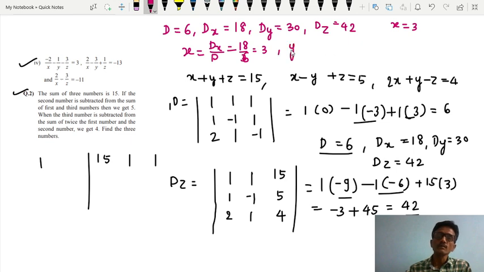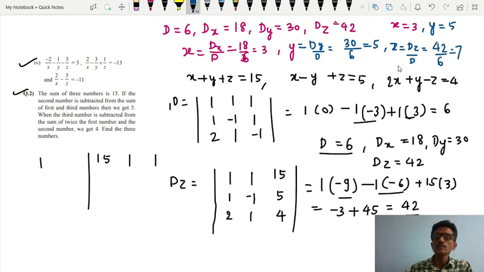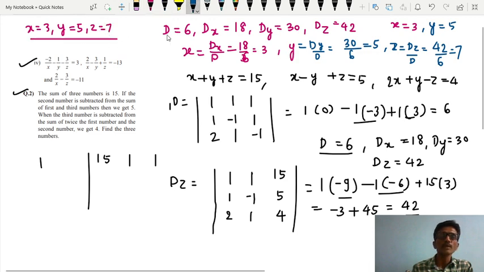Y is equal to dy upon d. What is dy? 30 upon 6 is equal to 5. So we will be getting y is equal to 5. Then z is equal to dz upon d. What is dz? Dz is 42 upon 6. So it is 7. That means we are getting here x is equal to 3, y is equal to 5 and z is equal to 7. So let us check these values are satisfied by the equation or not.